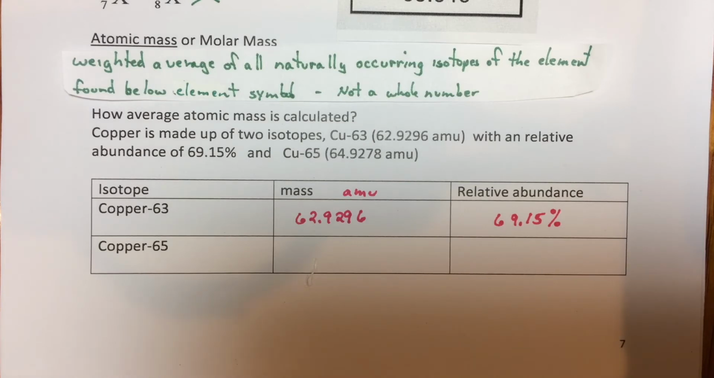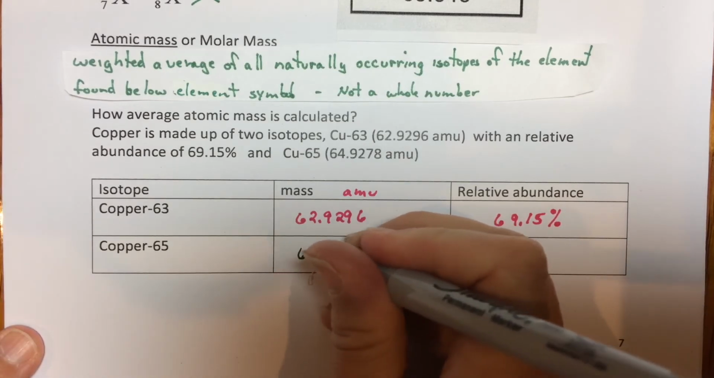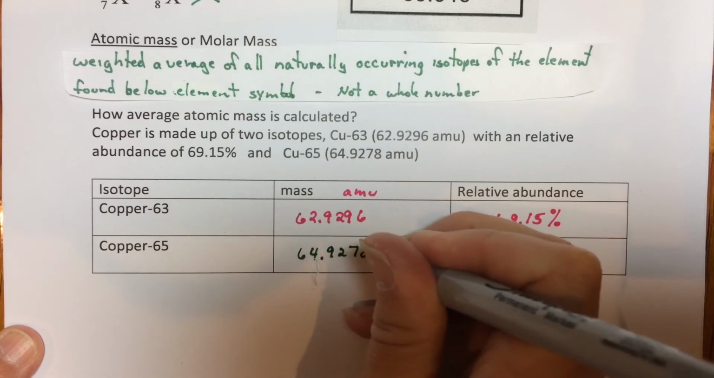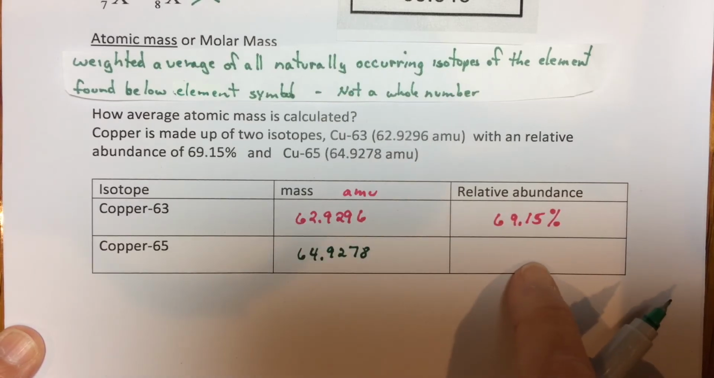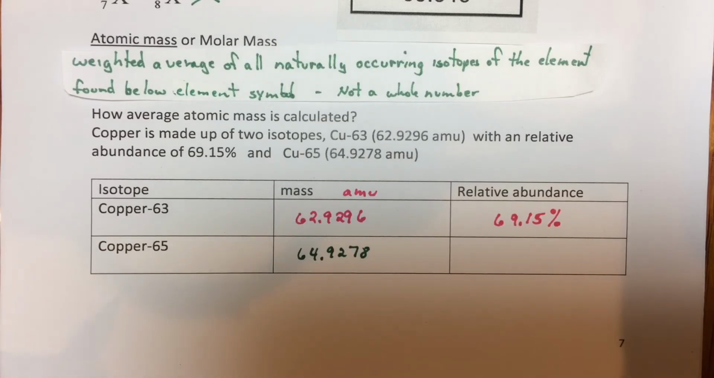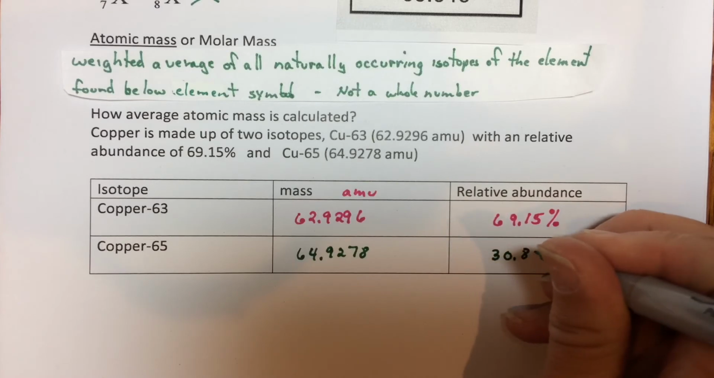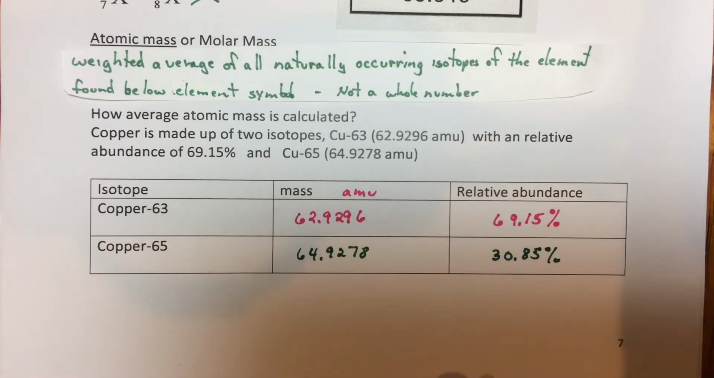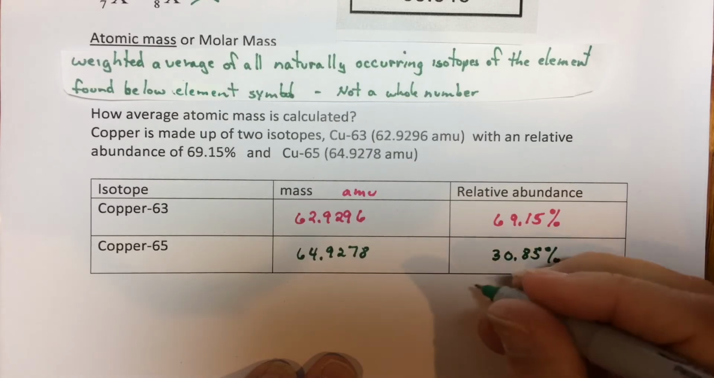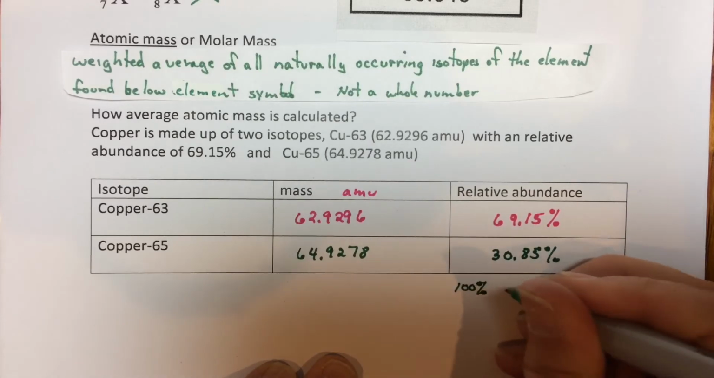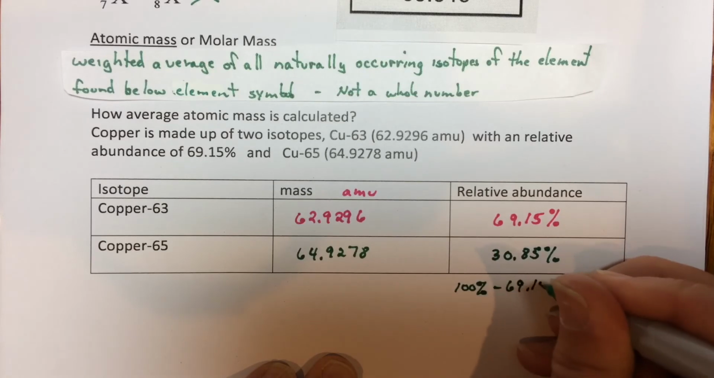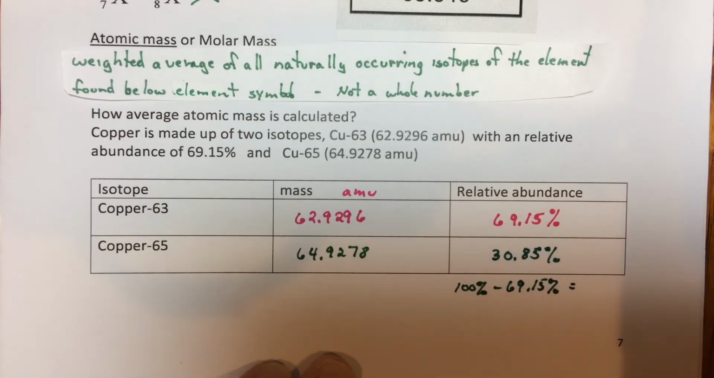Copper 65 has a mass of 64.9278 AMU. And they didn't give us the abundance, but we know that the total abundance must be 100. And so we can subtract and figure that there's 30.85%. I got this number by taking 100%, subtracting 69.15%, because the total is going to be 100.